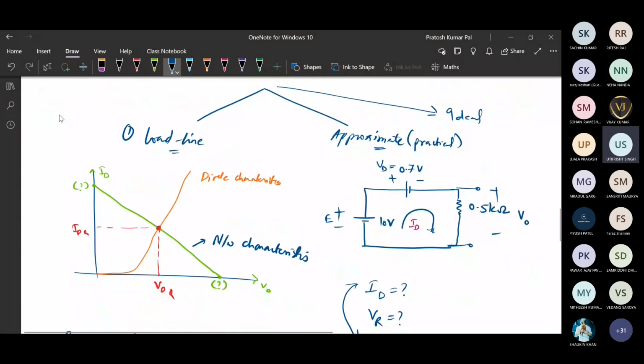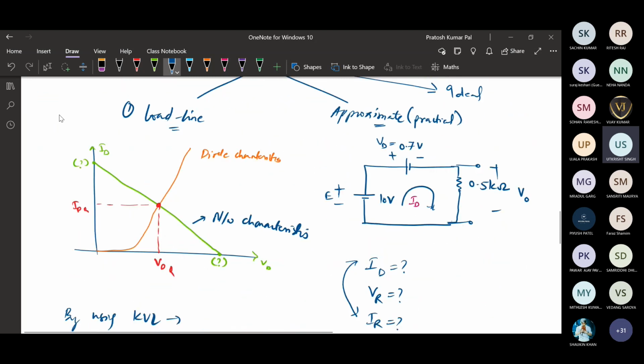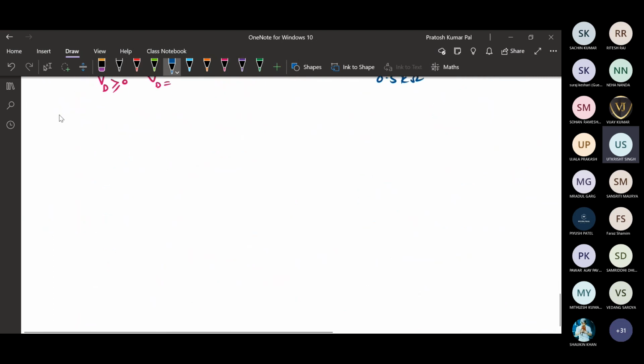The next method is the approximate method. That is, we will be replacing this diode with the practical diode. That practical diode will be replaced by a voltage source. If it is forward bias, it will have a voltage drop of 0.7 volt in case of a silicon diode. If it is reverse bias, it will be open circuit. In the ideal case, if it is forward bias, it will be short circuit, the voltage drop will be 0, and if it is reverse bias, it will be open circuit. So this is how we will be doing the analysis.